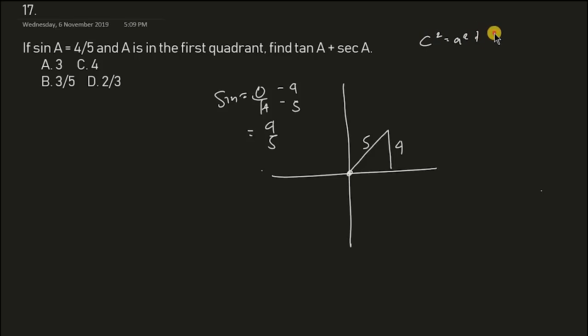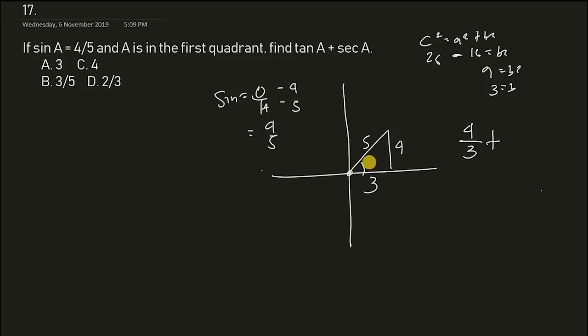Pythagorean theorem. C squared is equals to A squared plus B squared. C is 25 is equals to A, minus na natin yan. Minus 16 is equals to B squared. 9 is equals to B squared. Ibig sabihin, B is equals to 3. So, this is 3. Now, find tangent A. Tangent A is opposite over adjacent, that's 4 over 3. Next, secant naman tayo.